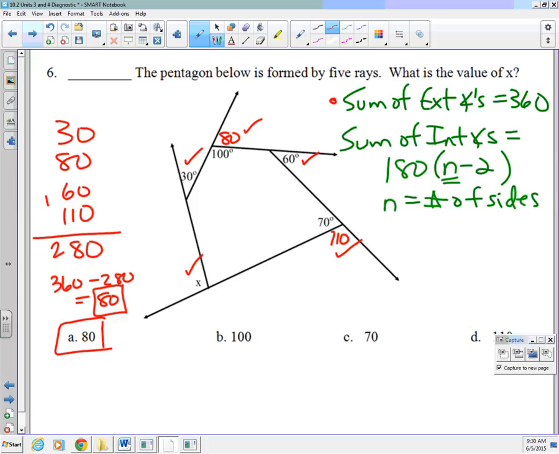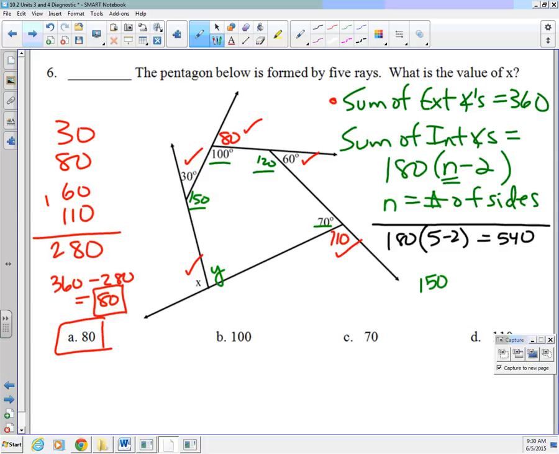By the way, you could also solve this using the interior angles. So I'm actually going to do that just to get us some practice. I have a 5-sided figure, otherwise known as a pentagon. So I'm going to do 5 minus 2 in here, times 180, and I get 540. That's the sum of the interiors. My interiors would be 150, 100, 120, 70, and I'll call this guy y. So if I wanted to use the interiors, I could do it.